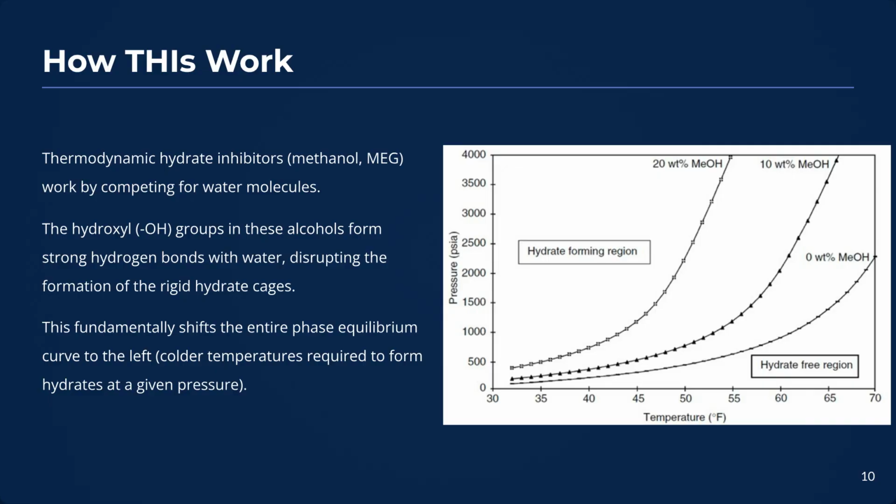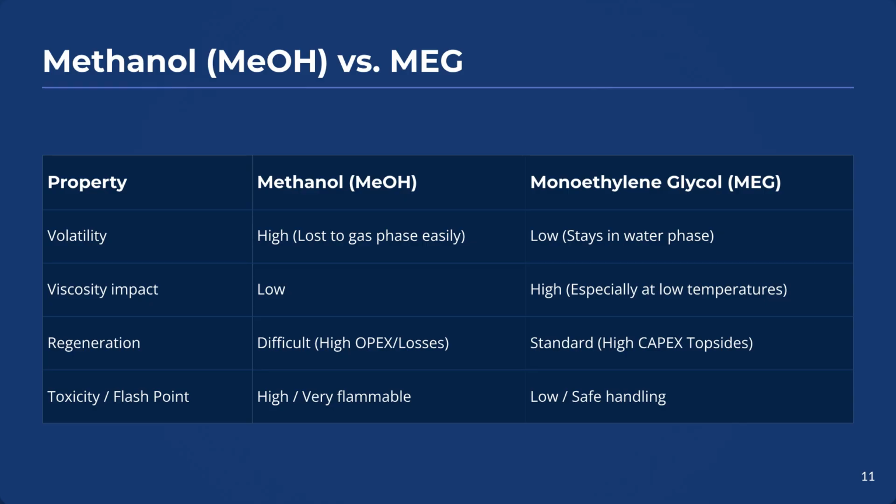These, like methanol and MEG, work by competing for water molecules. Their hydroxyl groups form strong hydrogen bonds, disrupting the rigid hydrate cage formation and shifting the equilibrium curve. When choosing between methanol and MEG, consider their properties. Methanol is highly volatile, while MEG is safer to handle but requires significant topside infrastructure for regeneration.